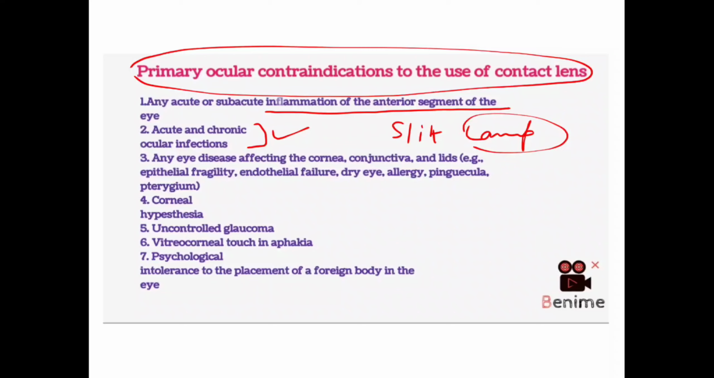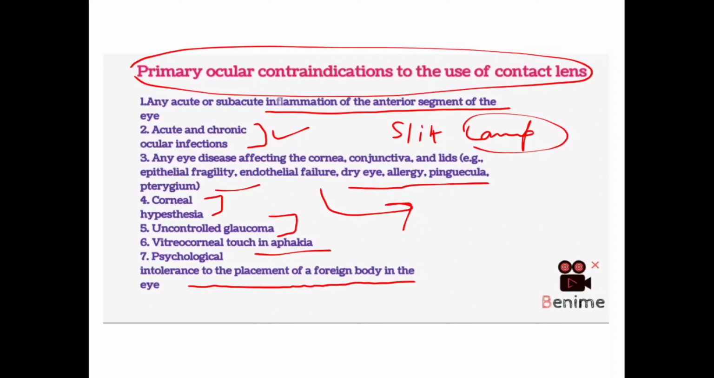Third is any eye disease affecting the cornea, conjunctiva, lids, epithelial fragility, endothelial failure, dry eye, allergy, pinguecula, pterygium. In these conditions, you should avoid giving the contact lens. After these conditions are treated or managed, you can go for the contact lens. Also if there is any corneal hyperesthesia, uncontrolled glaucoma, vitreocorneal touch in aphakia, or psychological intolerance to the placement of a foreign body in the eye, in those conditions you should avoid the contact lens.